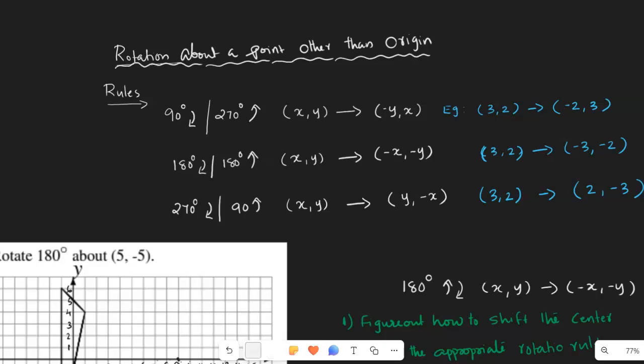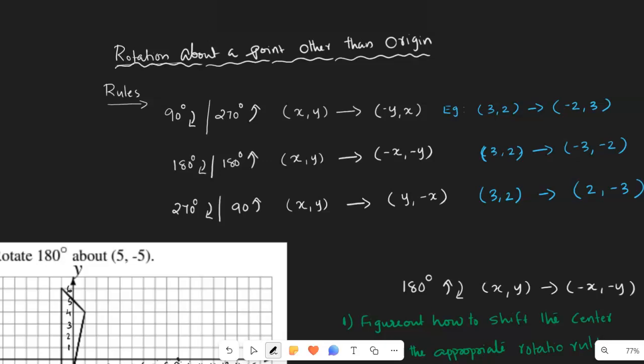Today I am trying to help you out with rotation in geometry. Rotation is not about the origin. Today's discussion is about rotation about a point other than the origin. Before I start explaining the rotation about the center of rotation other than the origin, let me refresh your memory with the rules.